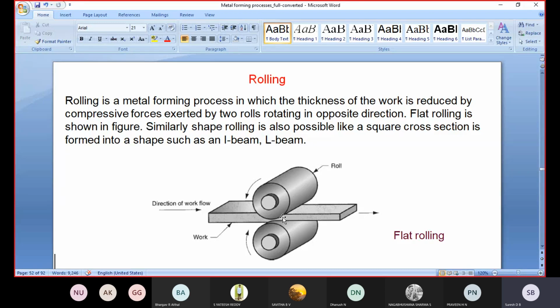The gap between the two rollers is very important. I already told you the best example for the rolling process. Which one is the best example for the rolling process? Hello, audible? Yes, sir. Which one is the best example for the rolling process?